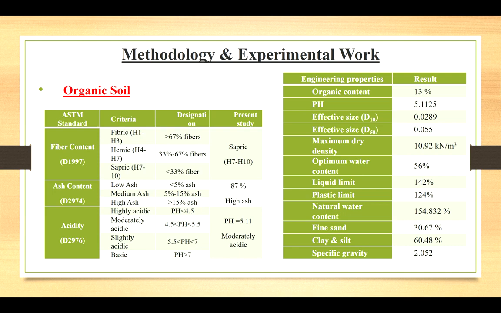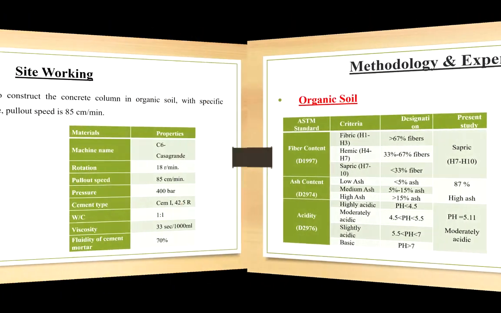The specific gravity is also 2.05, and the fiber content is specified as a separate group, from H7 to H10 according to ASTM D1997. The ash content is specified as high ash, because it exceeded 87% according to ASTM D2974. The organic soil is specified as moderately acidic, with a pH less than 5.5 according to ASTM D1976.